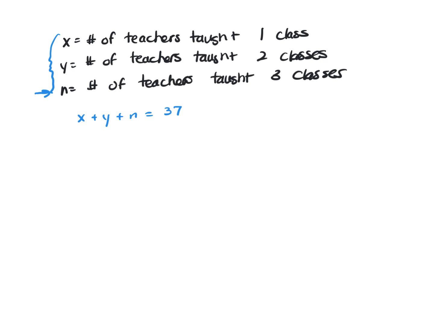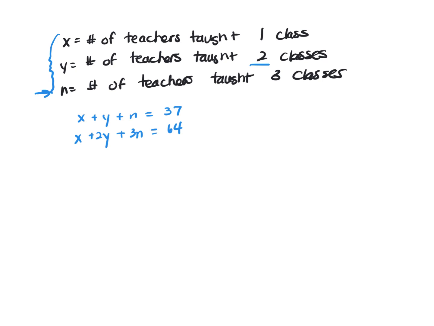So that's going to be 64, 2 classes each. So we're going to have 64 classes. Let's come up with another equation. We've got X is 1 class, and then they teach 2 classes. So that's going to be 2 times Y plus 3 times N, and that should give me 64 classes. I may have said the wrong thing. That's classes, not number of students.